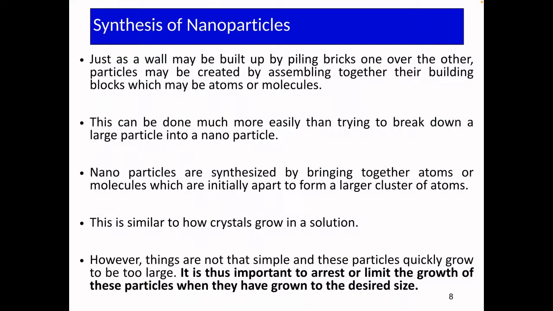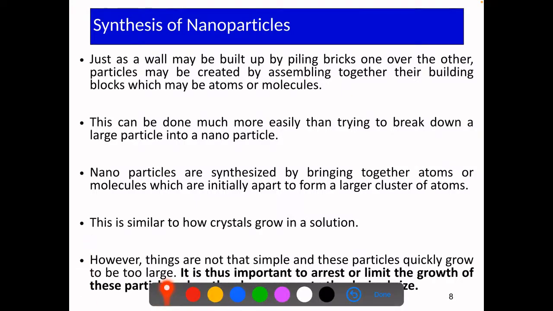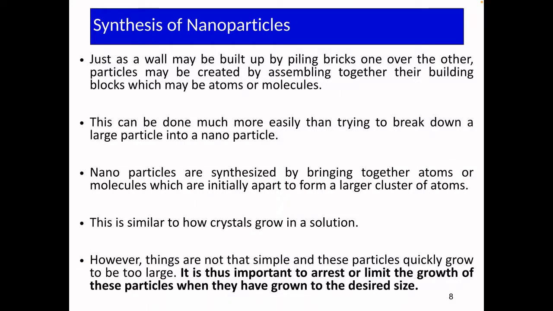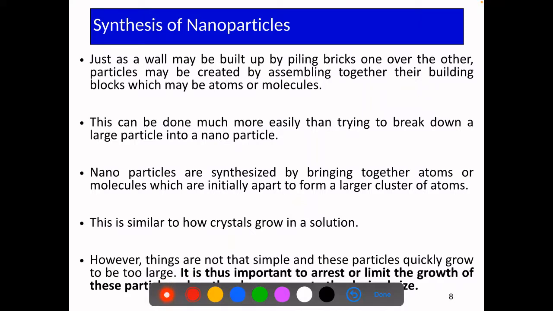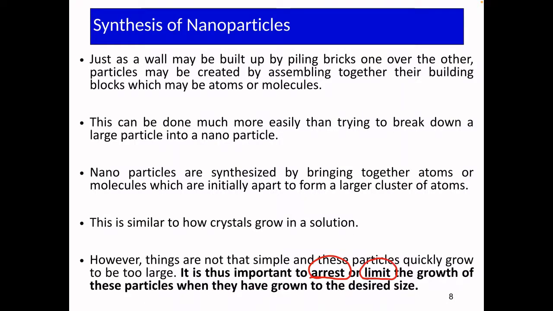What you want to remember, what's important, is this last bullet here, which says, however, things are not that simple and these particles quickly grow to be too large. It is thus important to arrest or limit, okay, this is important, to arrest or limit the growth of these particles when they have grown to the desired size. And this is how we control the growth of these particles.